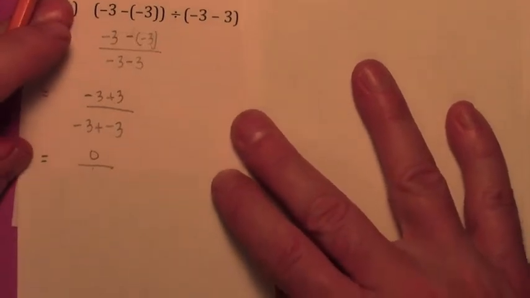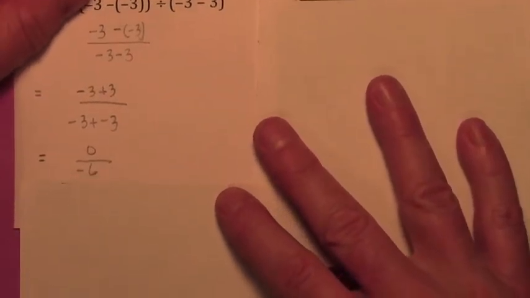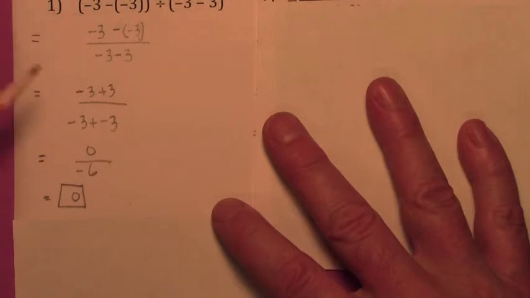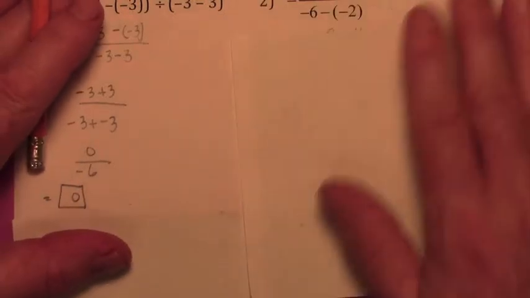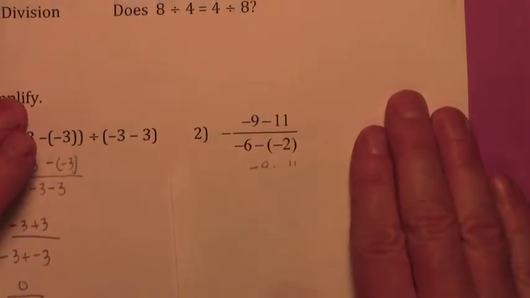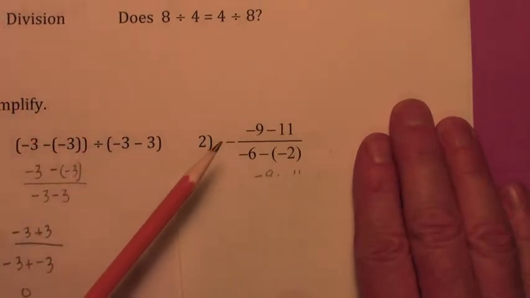Now, is that undefined or is that 0? You shouldn't have to guess at this. It's 0 because, remember the definition. The reason why 0 divided by negative 6 is 0 is because when you multiply 0 times negative 6, you get 0. So it does help to understand why these things work. It sticks better.